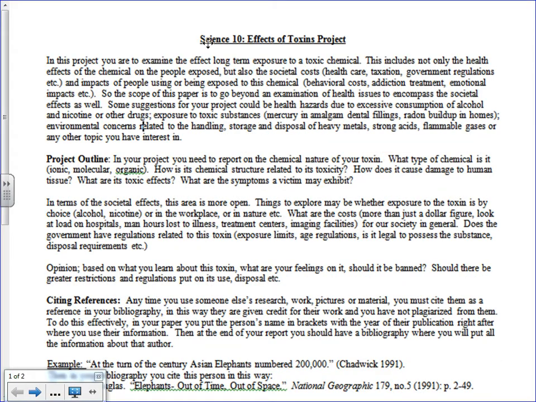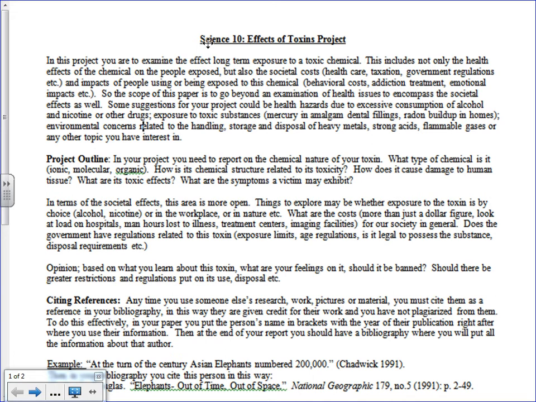Okay, so this is going to be your first research project for Science 10. It's going to count in the same section as your lab reports and all of that; it's part of your coursework. It'll be worth the same amount as a lab, so it'll be weighted kind of the same.